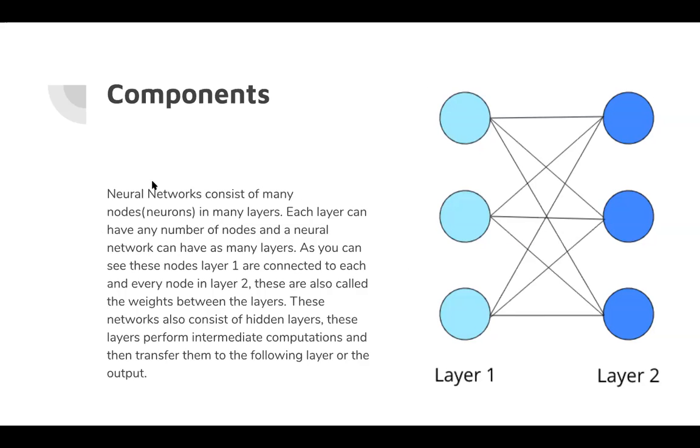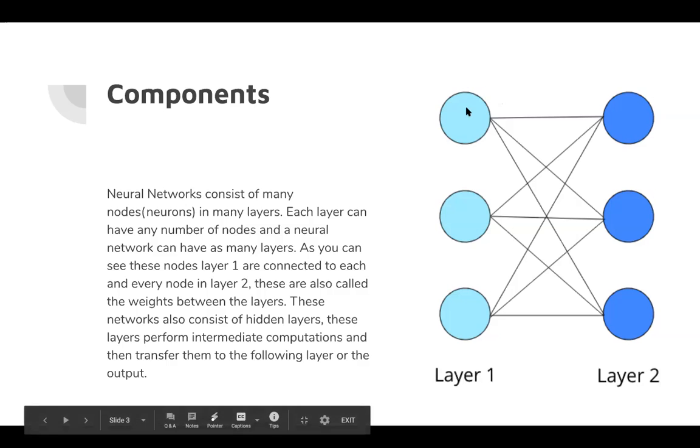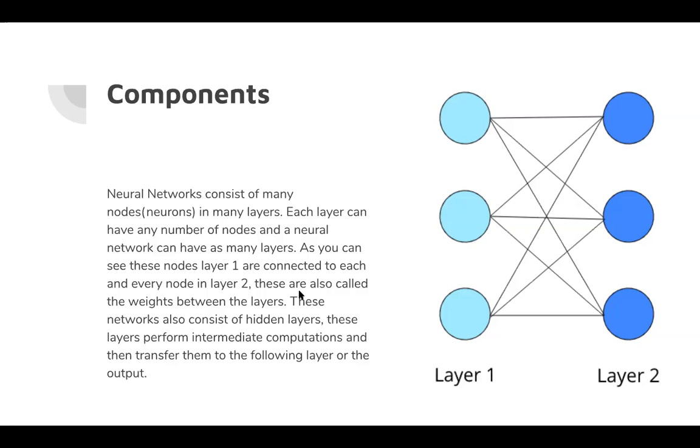So neural networks consist of many nodes, which are also known as neurons, if you talk in terms of brains, and many layers. Each layer can hold any number of nodes, and a neural network can have as many layers. As you can see, these nodes in layer 1 are connected to each node in layer 2. So all of them are interconnected. These are also called the weights between the layers.